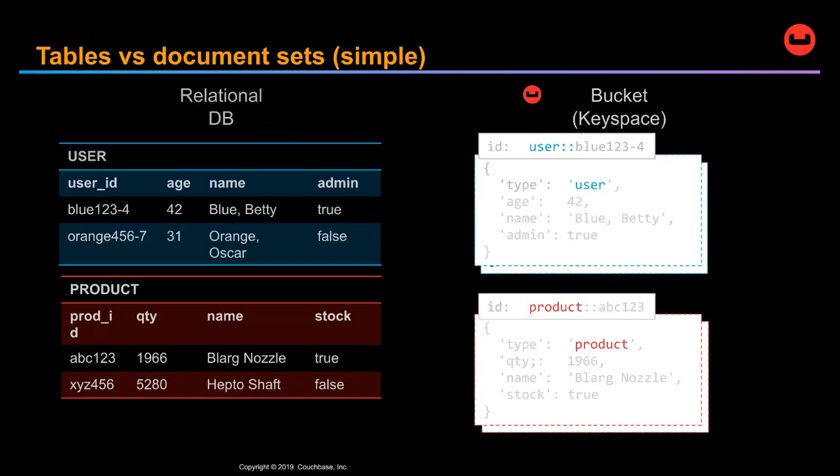A document is most analogous to a row in an RDBMS. Different NoSQL databases have different storage paradigms, but Couchbase stores documents in a bucket. However, a bucket is more like a database instance than a table. A table is most analogous to a set of documents with the same type, which we generally concatenate as part of the ID. So I can essentially represent my RDBMS tables on the left as sets of documents on the right. And if you look, you can see what's going on.